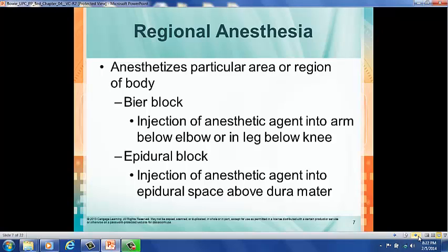Common types of regional anesthesia include Bier blocks, injection of an anesthetic agent into the arm below the elbow or the leg below the knee, and epidural blocks, which is an injection of anesthetic agent into the epidural space above the dura mater, which contains the spinal nerves and the cerebrospinal fluid. This is most commonly performed in the lumbar area.